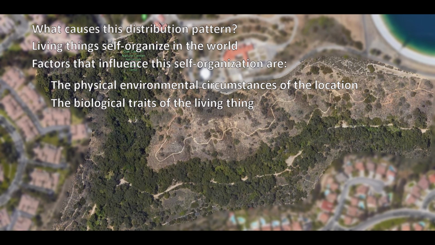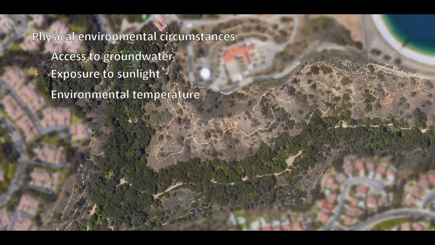Let's look at physical characteristics first. So access to groundwater. Some places have more groundwater than others. Some places are sunnier. There's a difference in the exposure to sunlight, as we'll talk about. And also the temperature can be different. So some places are hotter, some places are cooler.